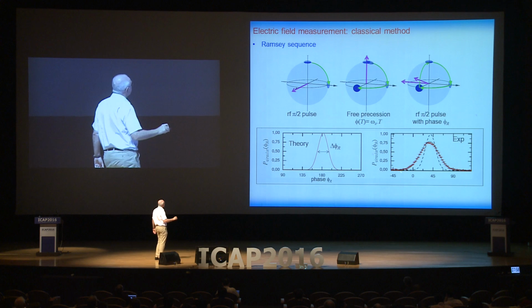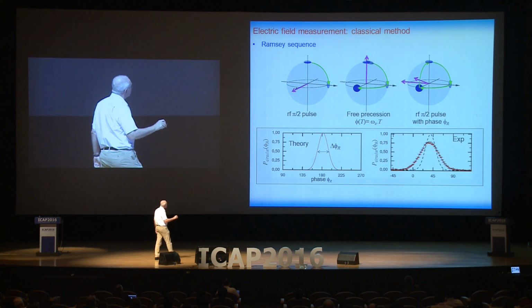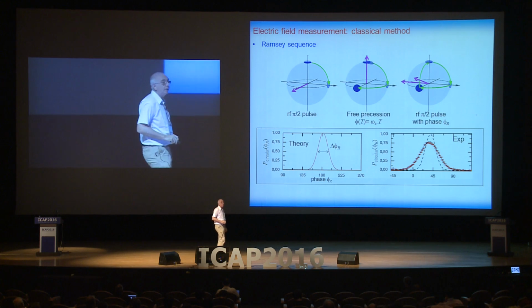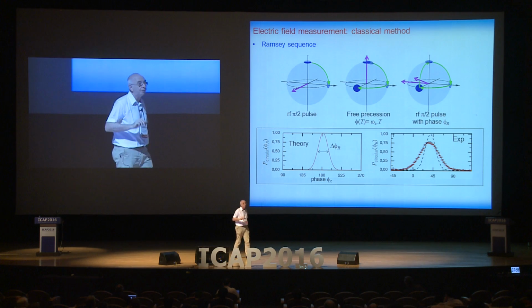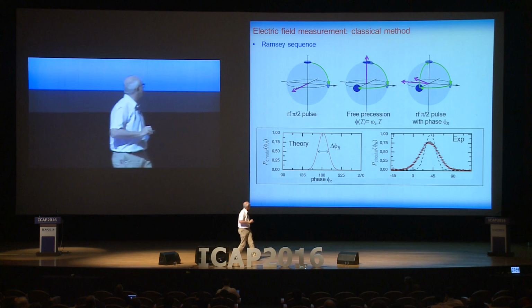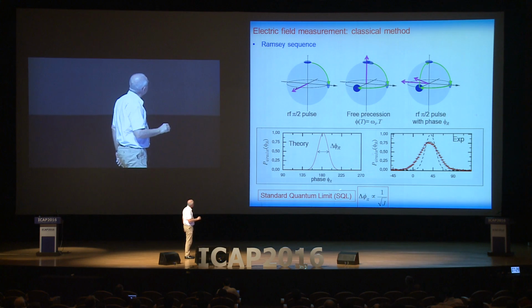We have done the experiment, and you see here the circular state return probability as a function of the phase of the second pulse, and we do observe a maximum. It doesn't go all the way to 1, and it's a bit wider than the theoretical expectation that is there. This is due to the second-order Stark effect that makes the ladder of Stark levels slightly anharmonic. Nevertheless, it works, and that defines the standard quantum limit.